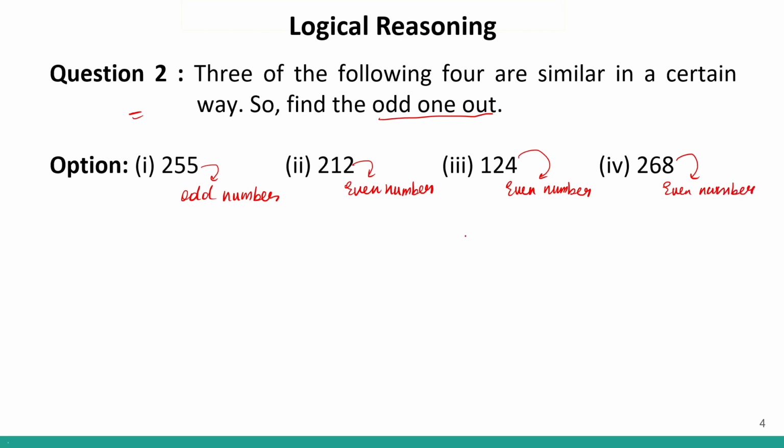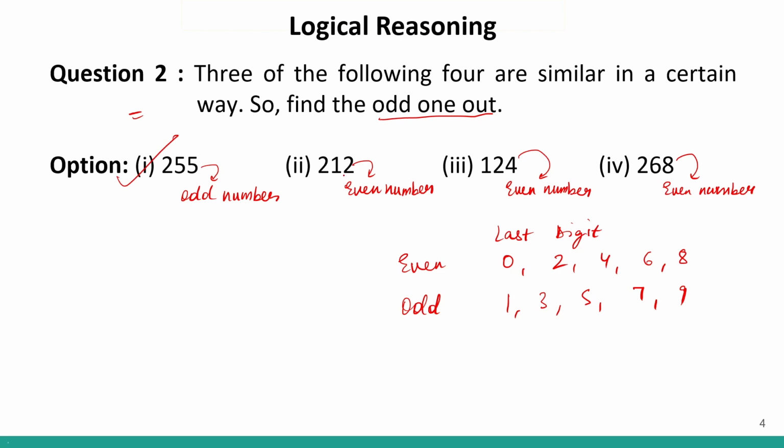So what are odd and even numbers? Basically, in an even number, the last digit is 0, 2, 4, 6, or 8. This we have already studied in very preliminary classes in school. Odd numbers end in 1, 3, 5, 7, or 9. So we know these are all even numbers, and this is the only odd number. Therefore, option number 1, 255, will be the correct answer. This will be the odd one out. Clear?